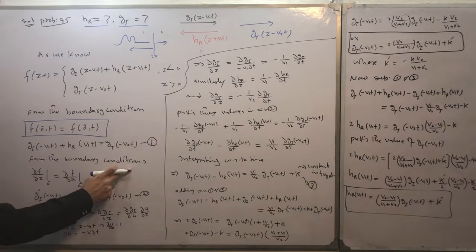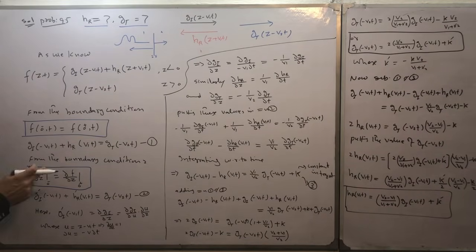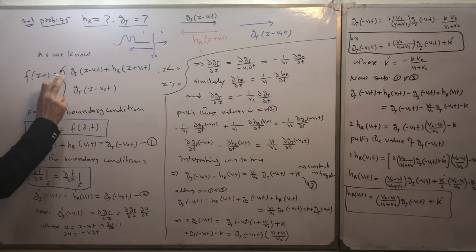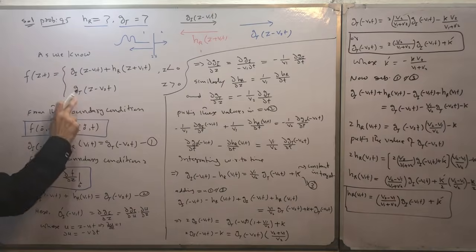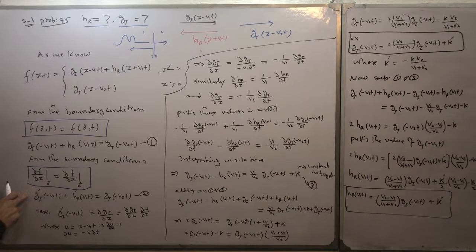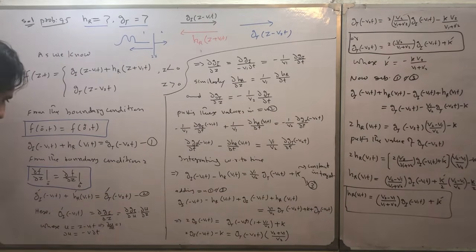Now from boundary condition 2, the second boundary condition states that the differentiation of this function with respect to z at 0 minus is equal to the differentiation of this function with respect to z at 0 plus; this must be equal. Then I differentiate this, this, and this. G prime means differentiation, and this is also the differentiation.